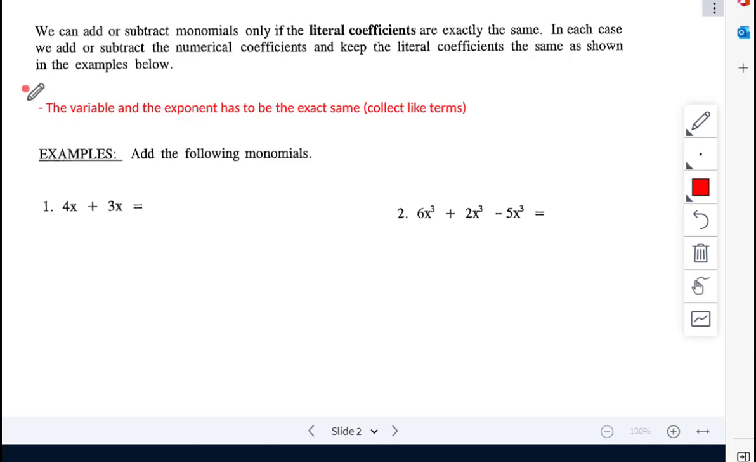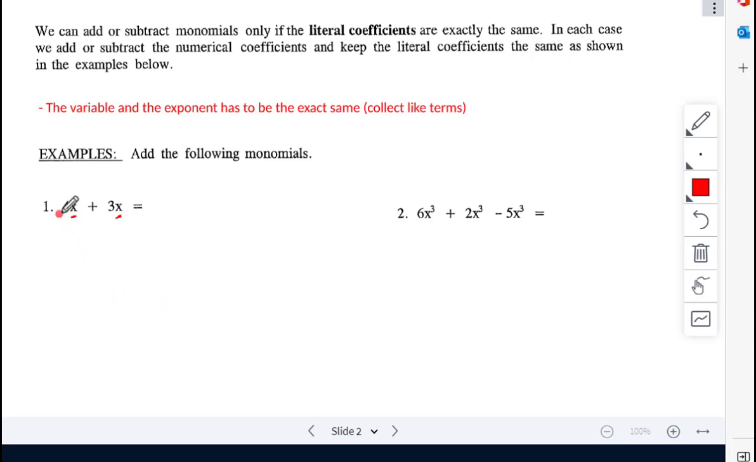A note here, the variable and the exponent have to be the exact same. You may have heard that being called collecting like terms. If we look at our first example, we have 4x plus 3x. The literal coefficients are x and x here, and they are the exact same. Therefore, we can collect the like terms here.